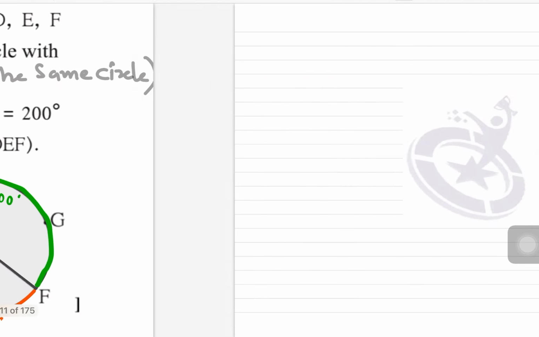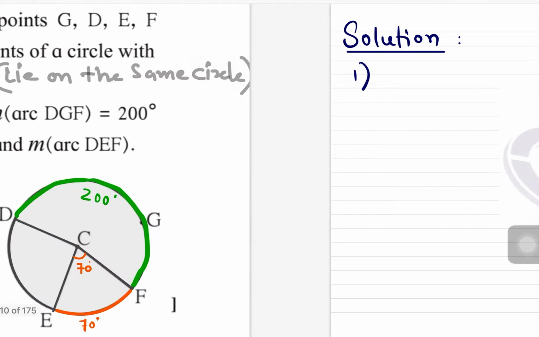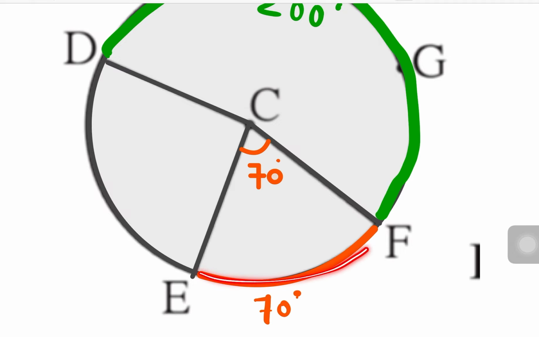So is that question clear? So let's write the solution first. So the first step is, what is the measure of arc EF? Tell me, what is the measure of arc EF? Measure of arc EF is equal to measure of its corresponding central angle. वो 70 दिया हुआ है ना, तो ये भी 70 हो जाएगा.